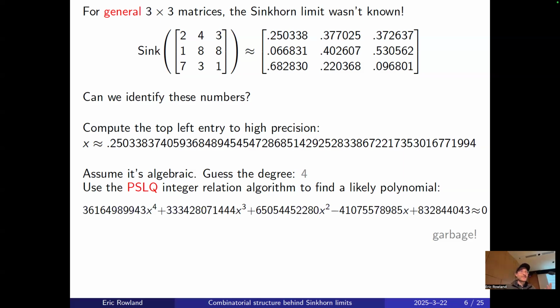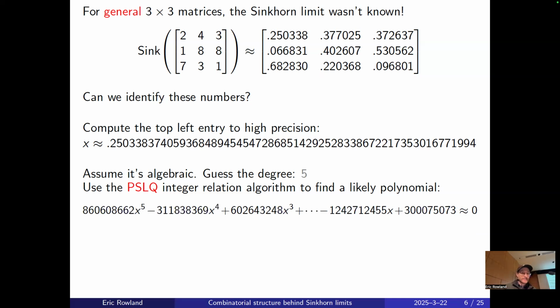So, there are two possibilities. Either you're not looking at an algebraic number after all, or maybe we need to bump up the degree. So let's bump up the degree to degree 5, run PSLQ again, now looking for 6 coefficients of this quintic equation. You get this polynomial.